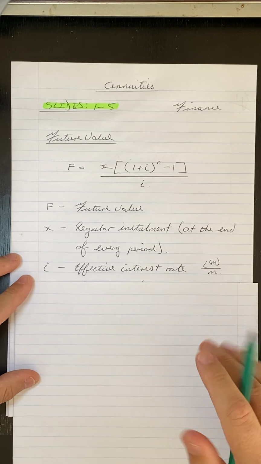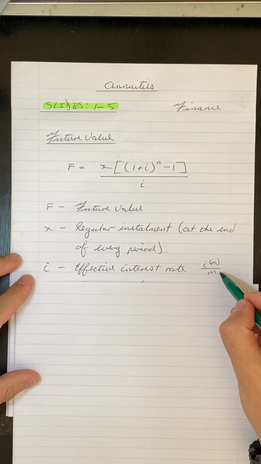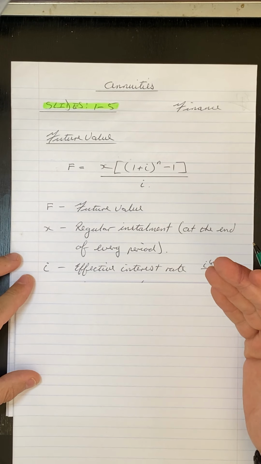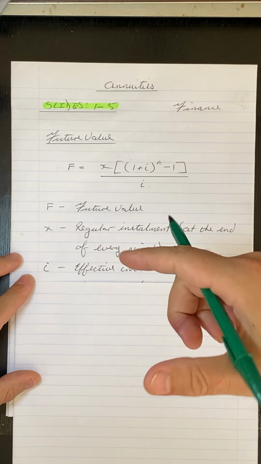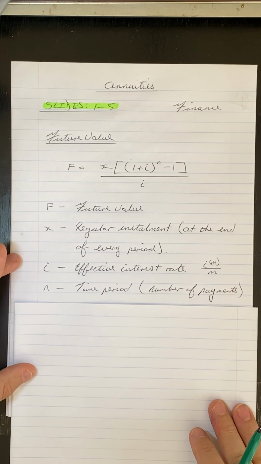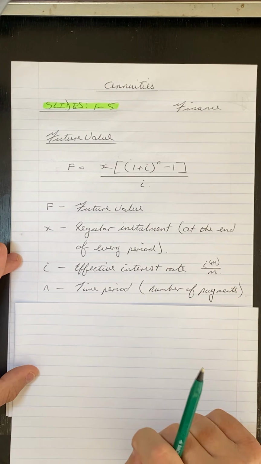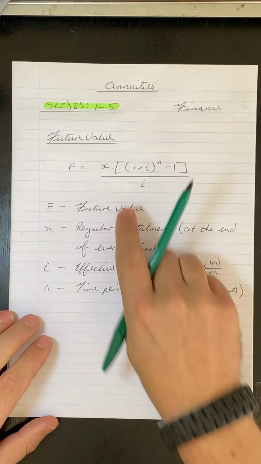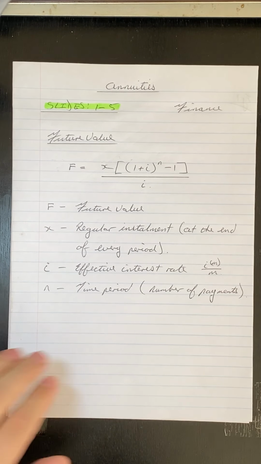i is the effective interest rate. Now just remember, we may need to convert that. If your interest rate is a per annum rate, but they say that it's monthly payments, we need to convert that interest rate into a monthly interest. Then we've got n, which is your time period. It is also the number of payments that you will be making. This formula is on your formula sheet, so you won't have to remember it.